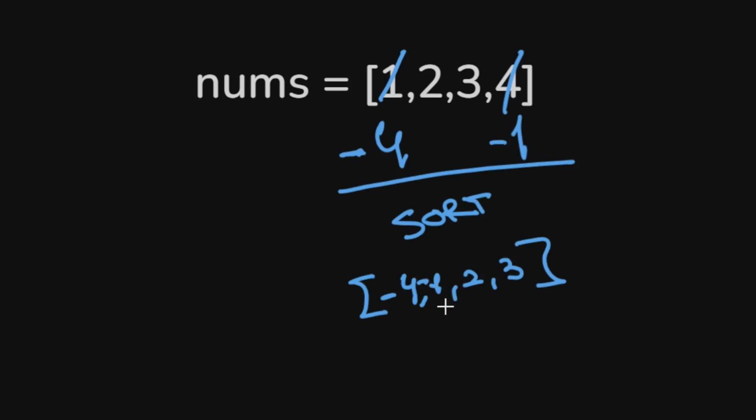So the maximum possible product would be given by -4 times -1, meaning 4, times the largest element, 3. And this would be 12. In this scenario, the result would be 12. The main question right now is how do we handle negative values? And the trick is the following.